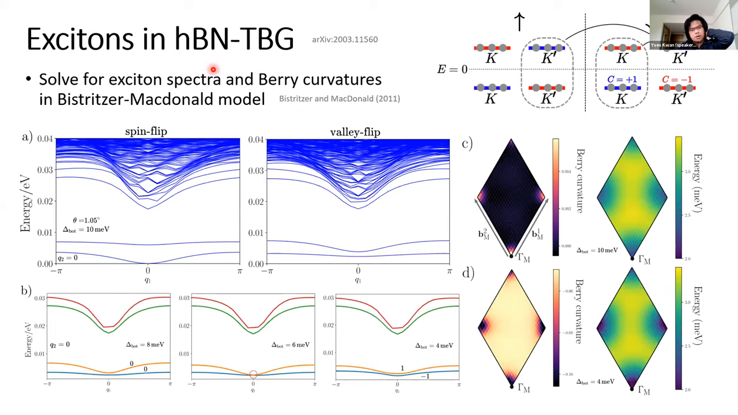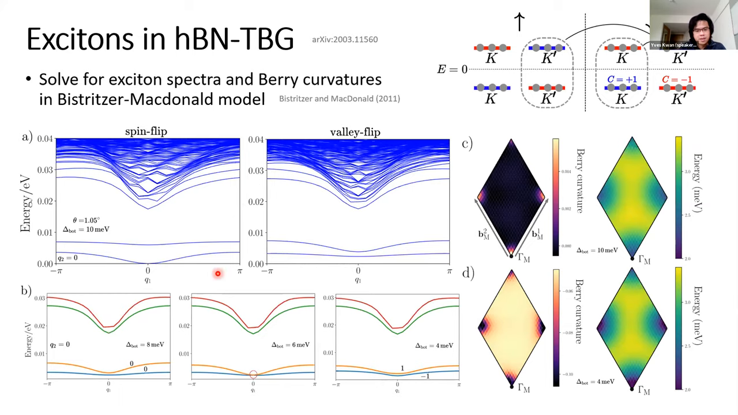So we have to bring back all the bands now. And what we did is that we used the Bistritzer-MacDonald continuum model and we numerically solved for the two types of excitons. So these are these two panels. First of all, we have the spin flip exciton. As you can see, it's gapless and it's quadratic as well. And we have the valley flip exciton. So this is an intervalley exciton and it's gapped and the lowest branch is pretty flat. There's only about a milli electron volt in width.